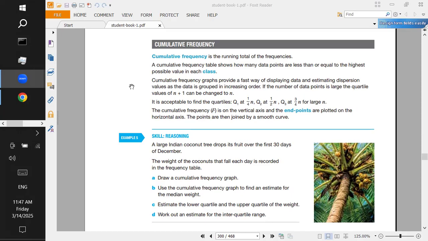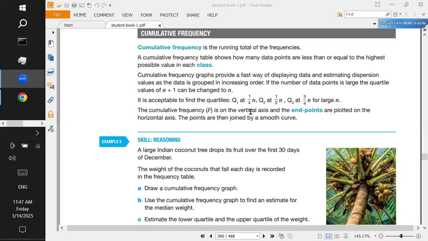Now, basically, I just want to point out that we can use Q1 at 1/4 n. This means to find Q1, we multiply 1/4 by n, which is the total number of data, or the total frequency. This means that if the data is large, we can use that, or if the data is small, we can use n plus 1 and multiply it by 1/4.